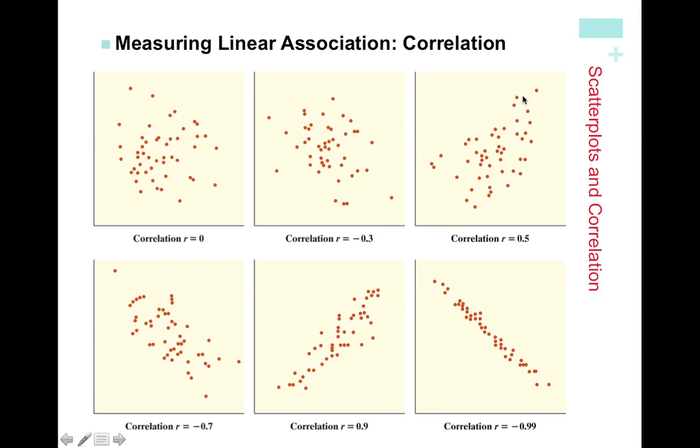This one would have positive correlation. It's sloping upwards, and it is very spread out, so it's still not a very strong correlation. As we get into the bottom row, these are looking more and more like lines. -0.7 there, +0.9, -0.99. So you can hopefully see that as this data gets bunched closer and closer to an actual line, this correlation gets closer to +1 or -1.